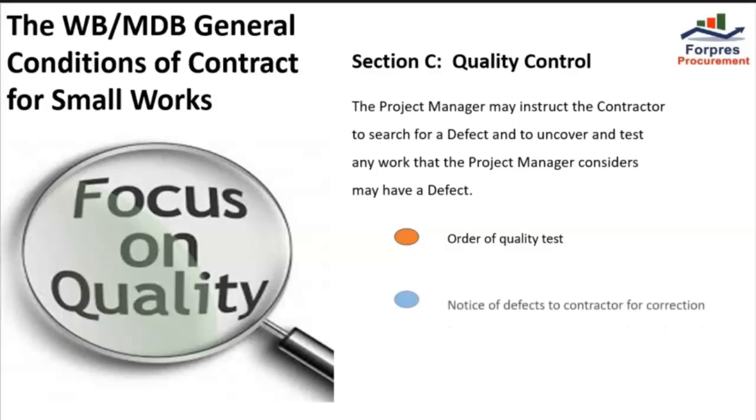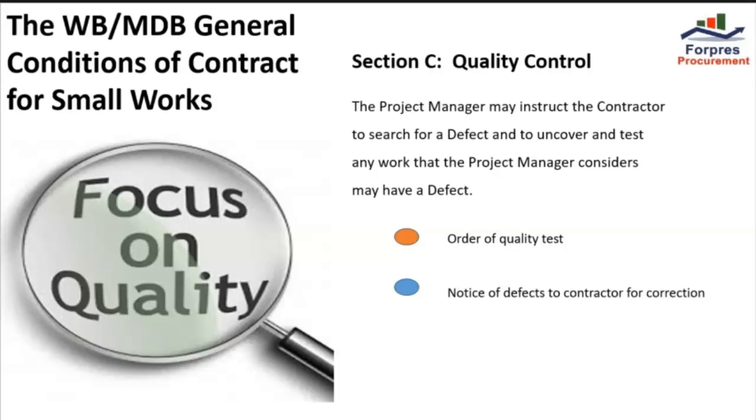The project manager shall give notice to the contractor of any defect before the end of the defect liability period, which begins at the completion and is defined in the particular conditions of contract. The defect liability period shall be extended for as long as defects remain to be corrected. The contractor shall correct the notified defect within the length of time specified by the project manager's notice.